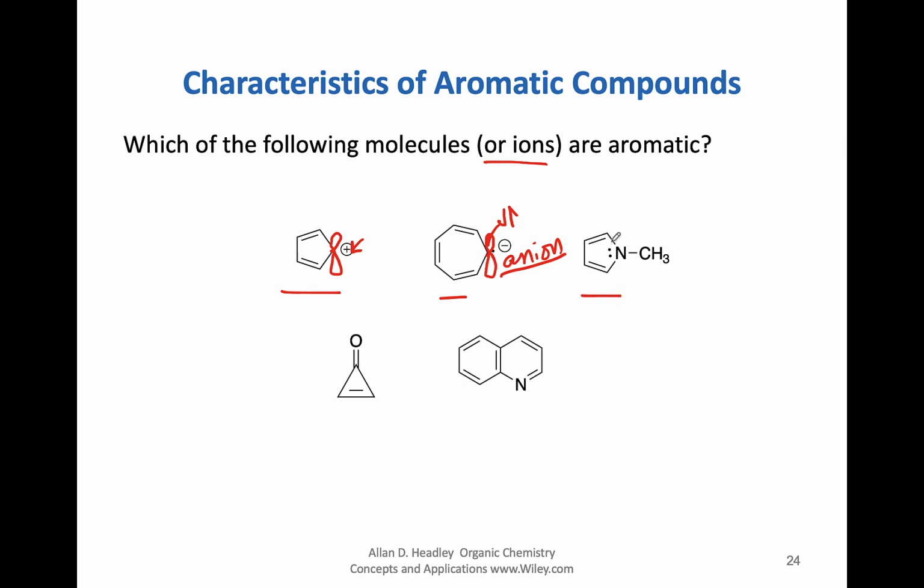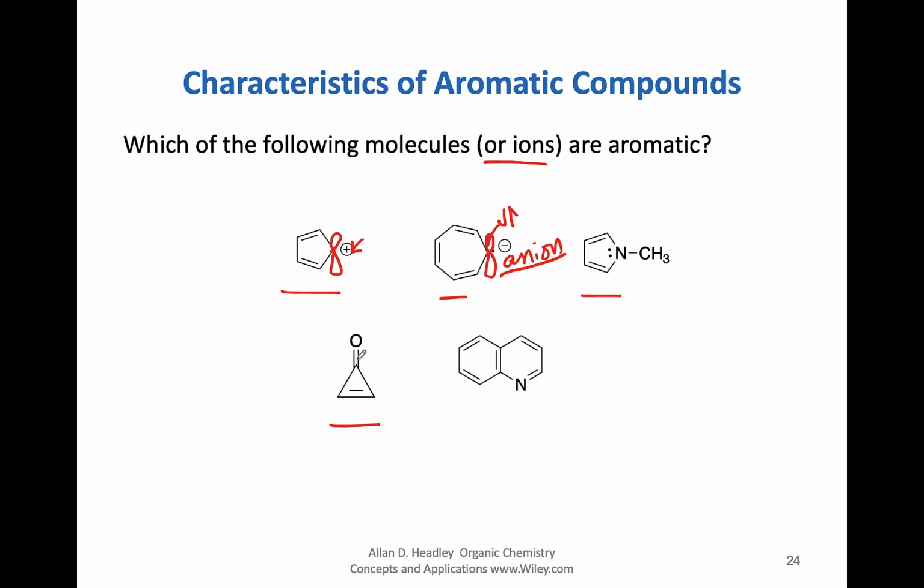Here's another one, 2, 4, 6, 8. Remember, this is a nitrogen, and it can hybridize to put these 2 electrons in a p orbital. So we have 6 electrons here, and we have a p orbital that can accommodate those, and it's cyclic. Let's look at this one.